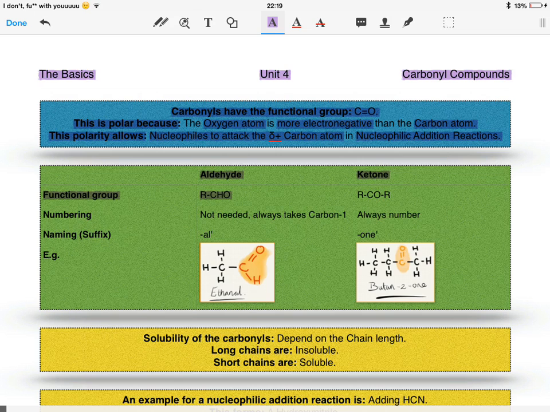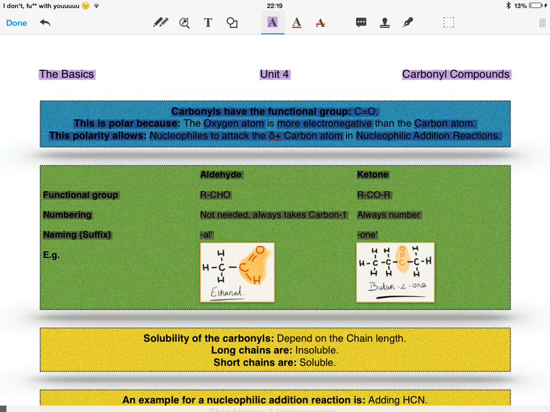For ketones it's RCOR. In terms of numbering, it's not needed for the aldehydes as these always take carbon 1, whereas for ketones we always have to write the number of the position of the ketone, and this has priority, so we give it the smallest number possible. Finally, in terms of naming, we add the suffix al for aldehydes and on for ketones, and that's the way you can remember it. Put emphasis on the words, the syllables.